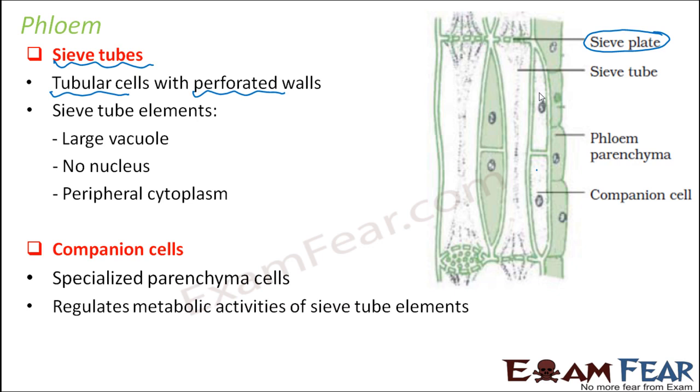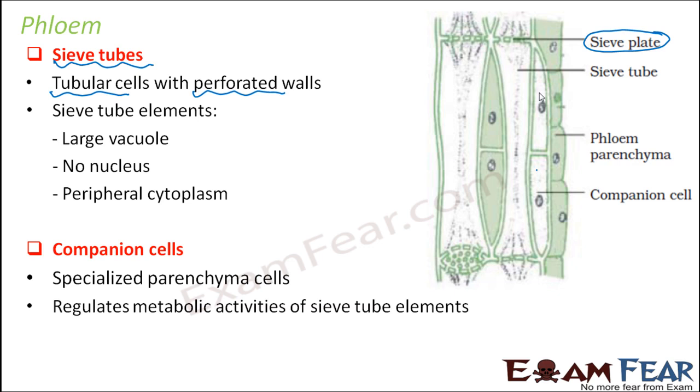So handling that metabolic activity. That regulation means maintaining the exact balance of the metabolic activities. That is basically done by the companion cells. So they maintain the exact pressure gradient in the sieve tubes, because for all the metabolic activities to take place, the environment should be appropriate, right? So the exact pressure, exact temperature has to be there. So these companion cells basically maintain that pressure gradient which is needed for the metabolism in sieve tubes.